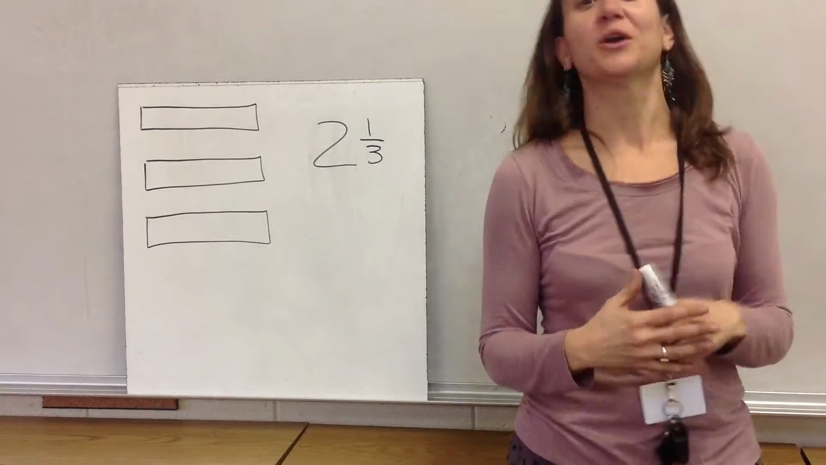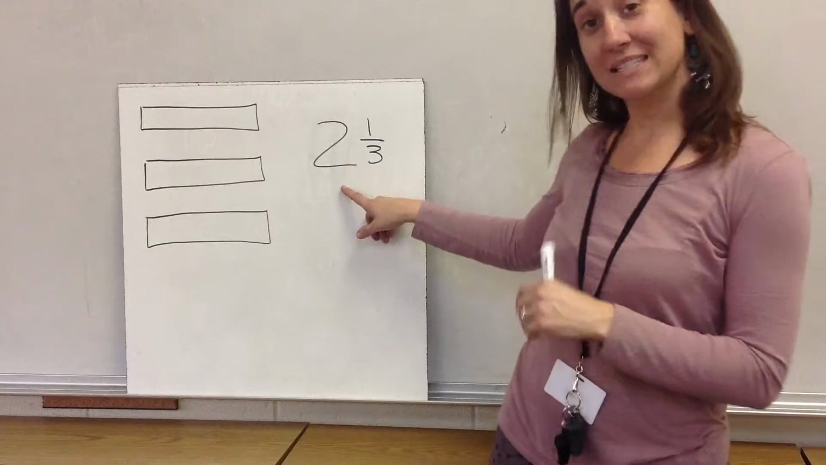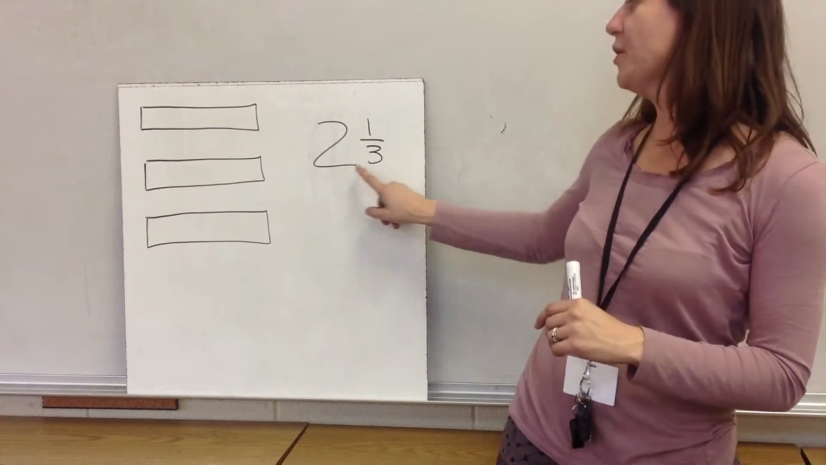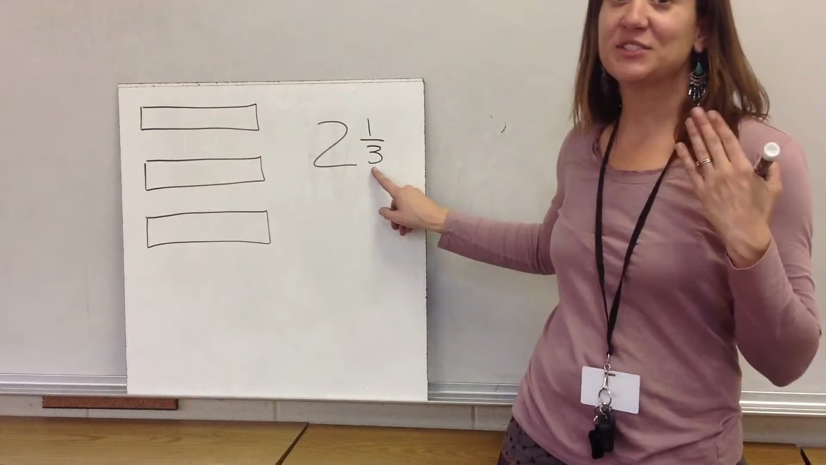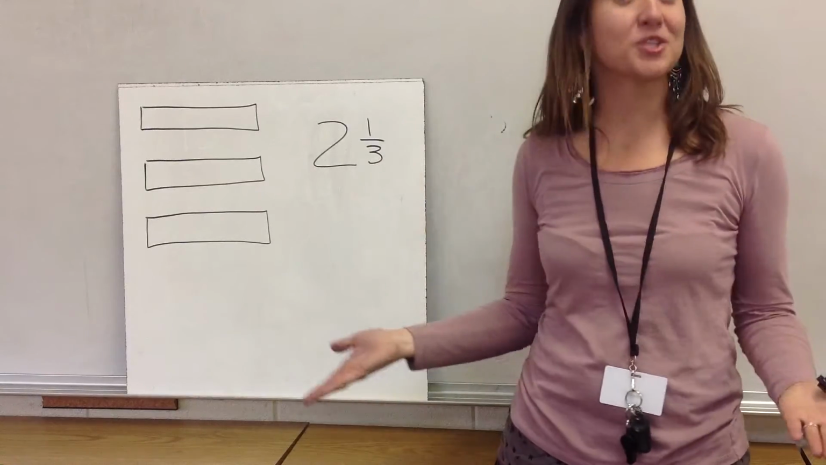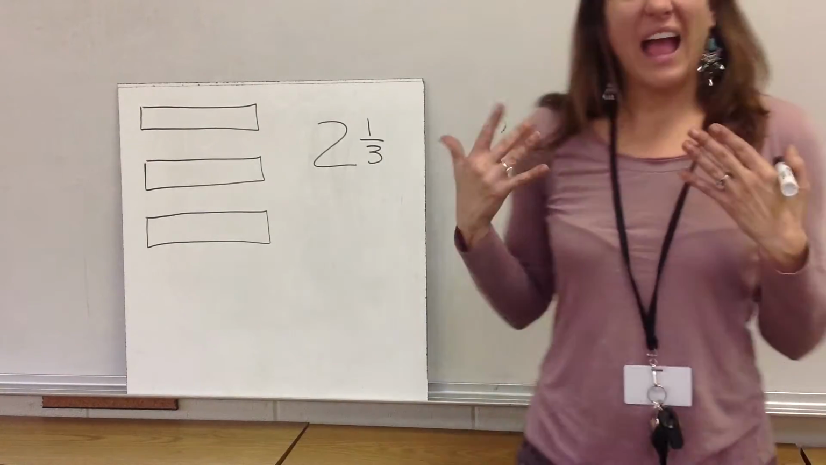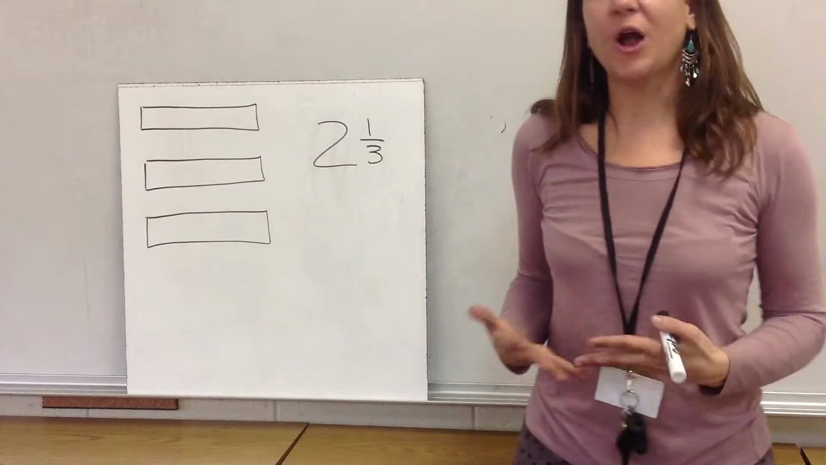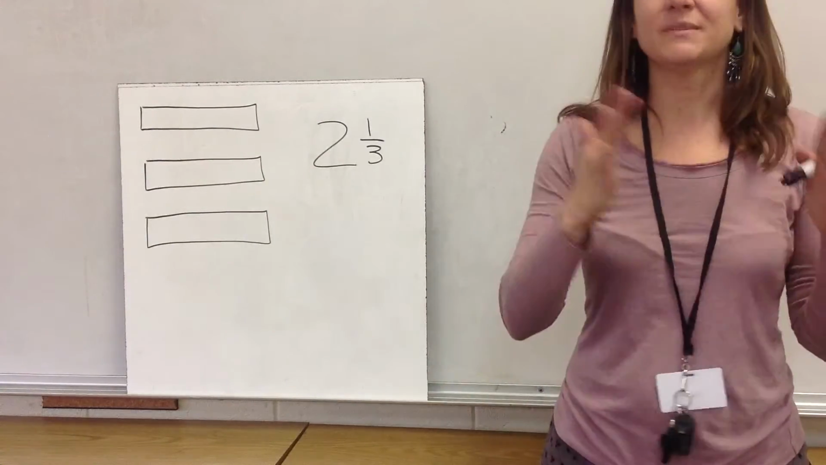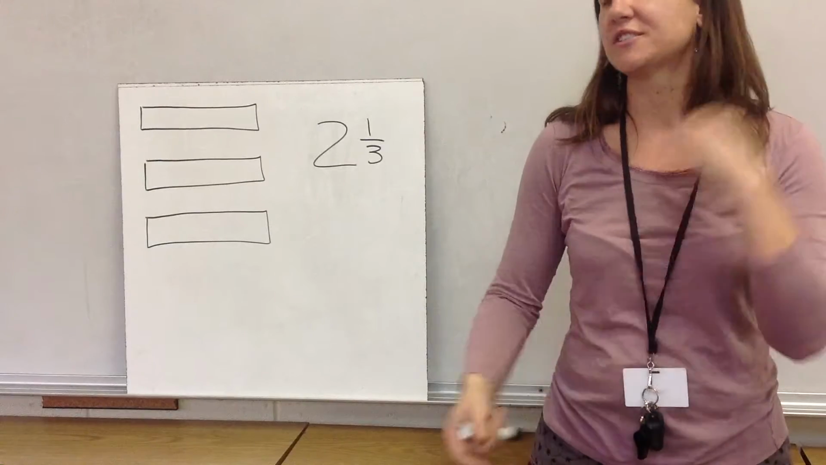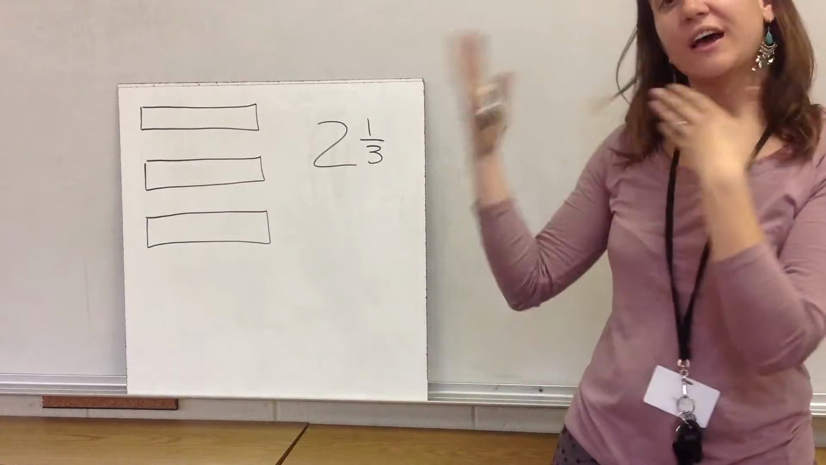Okay, so now we're going to talk about how to change mixed numbers, which is when you have a whole number and a fraction, into an improper fraction. Because sometimes you're going to need to do that when you're solving problems, okay? You would never have an answer end up as an improper fraction, but you need sometimes to use improper fractions to solve problems, which you'll find out about later.